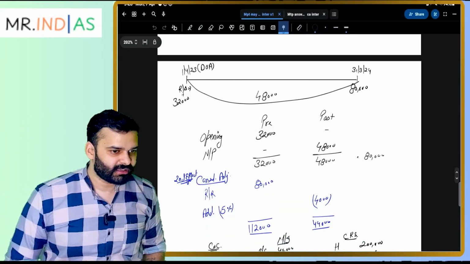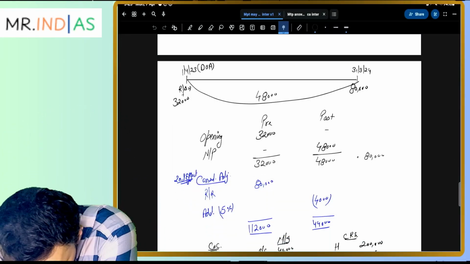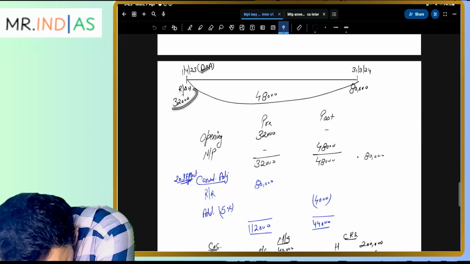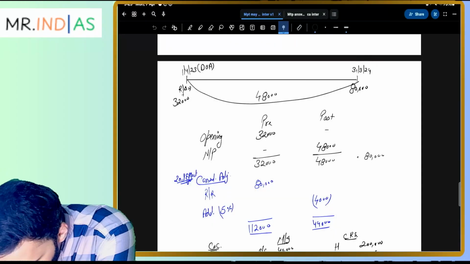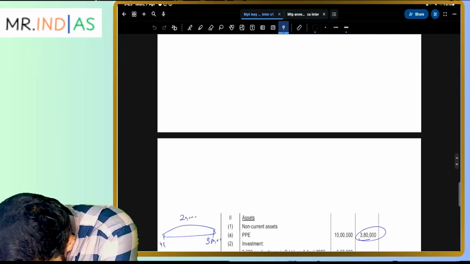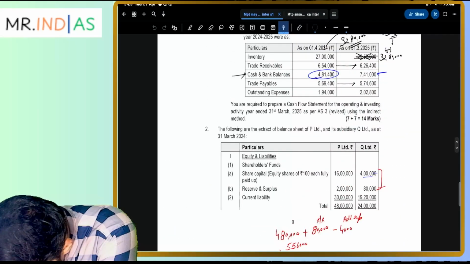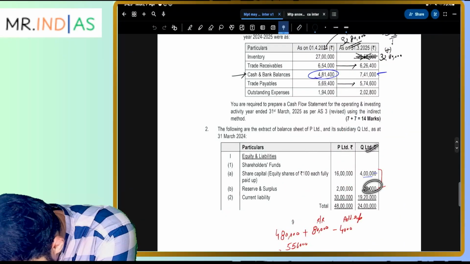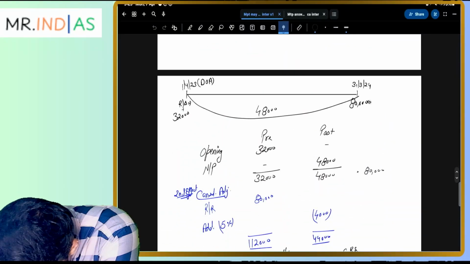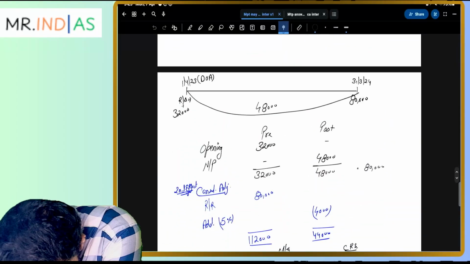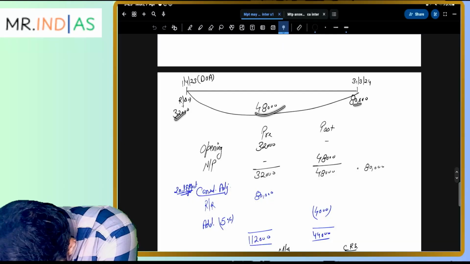This is the consolidation answer. On 1st of April 23, this is your date of acquisition. You have reserve of 32,000. 31st of March 24 is the date of consolidation. The closing reserves are 80,000 for Q Limited. Q Limited is the subsidiary. 80,000 is the closing reserve. You have earned from 32 to 80, 48,000.